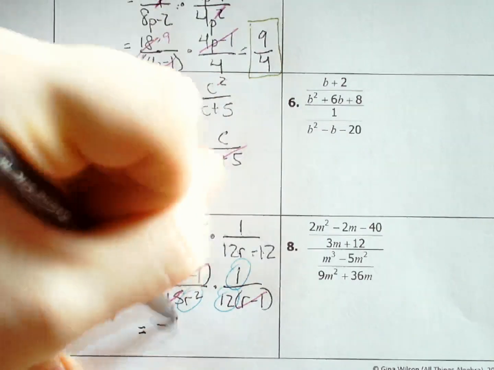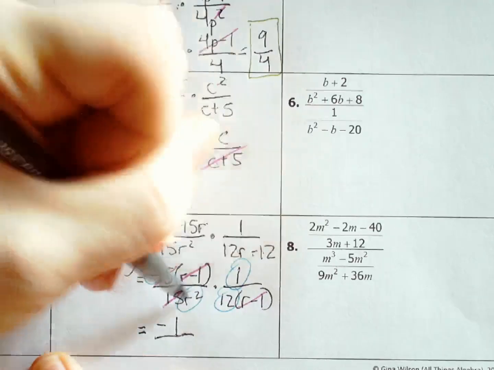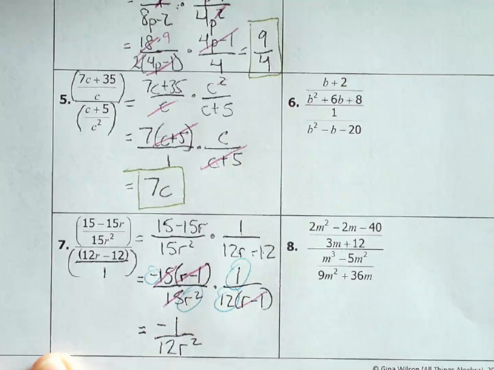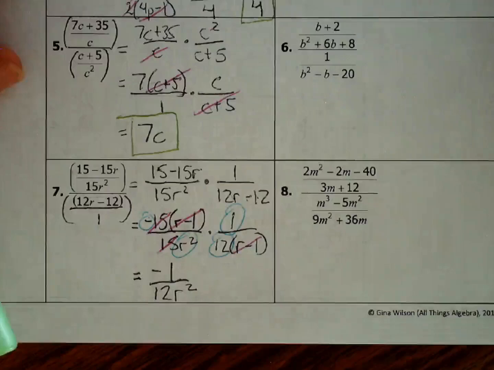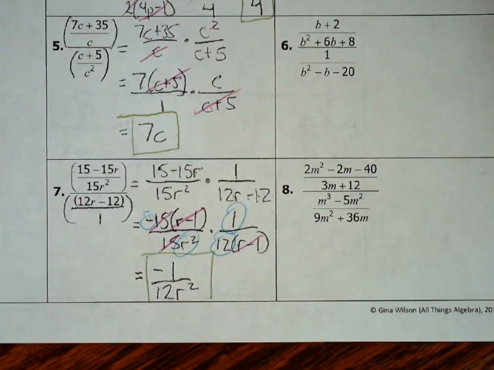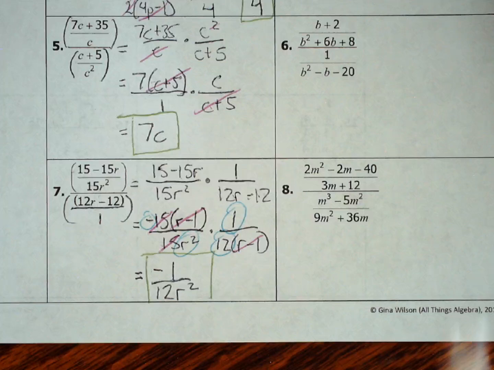And so my final answer is negative 1 divided by r squared times 12, which is just 12r squared. And we're done. There you go. Make sure you can see it. Ta-da! Okay. Moving on to the back side to finish up these odds.